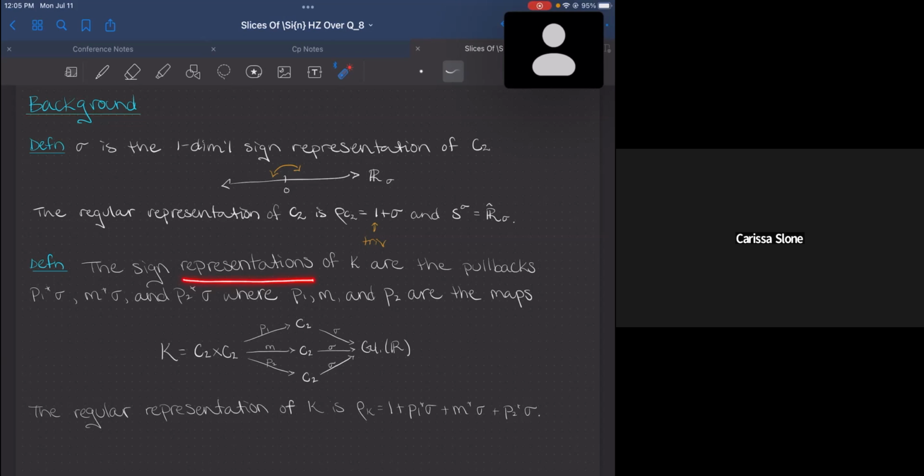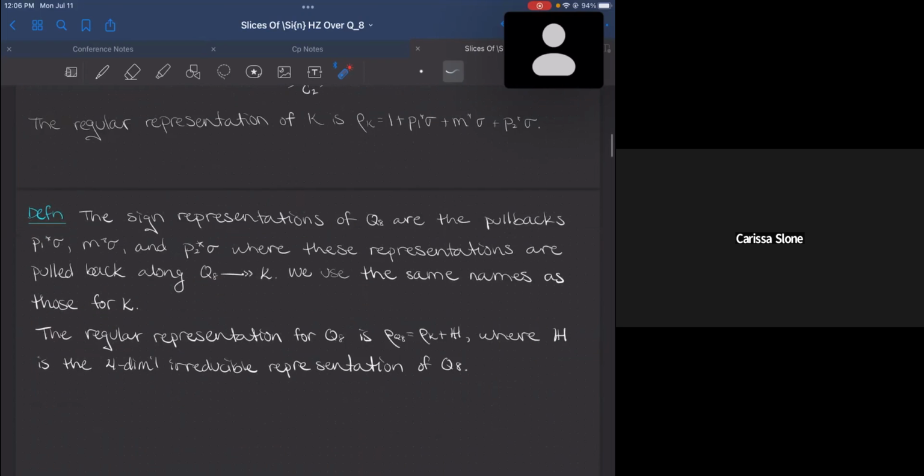It has 3 sign representations, and they're the pullbacks P1^* sigma, M^* sigma, and P2^* sigma, where P1, M, and P2 are the maps. We'll start at Klein 4. We can project onto the first factor, we can apply the multiplication map, or we can project onto the second factor. And then from there, we can apply sigma. The regular representation of Klein 4 is then rho_K, which is 1 plus P1^* sigma, plus M^* sigma, plus P2^* sigma, where again, 1 is the trivial representation of Klein 4.